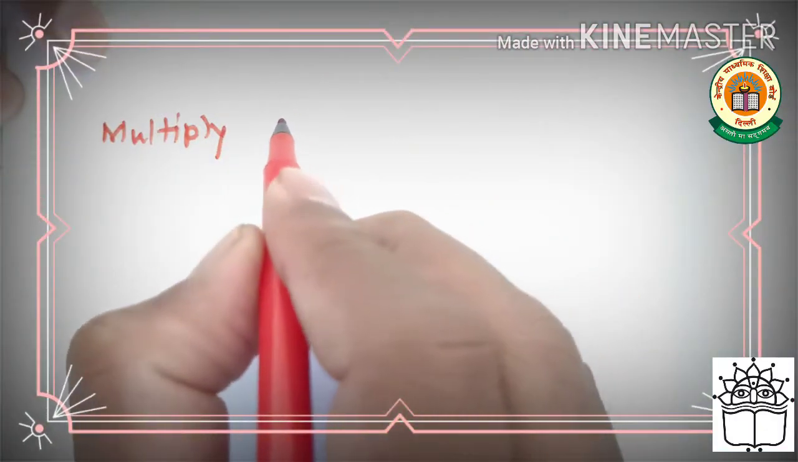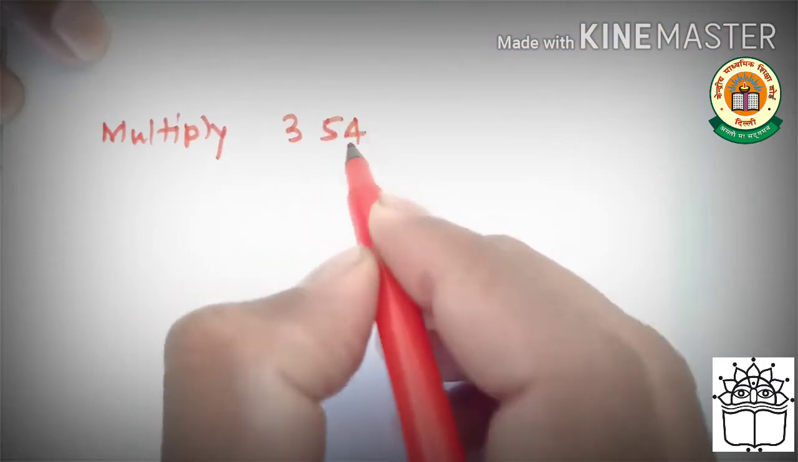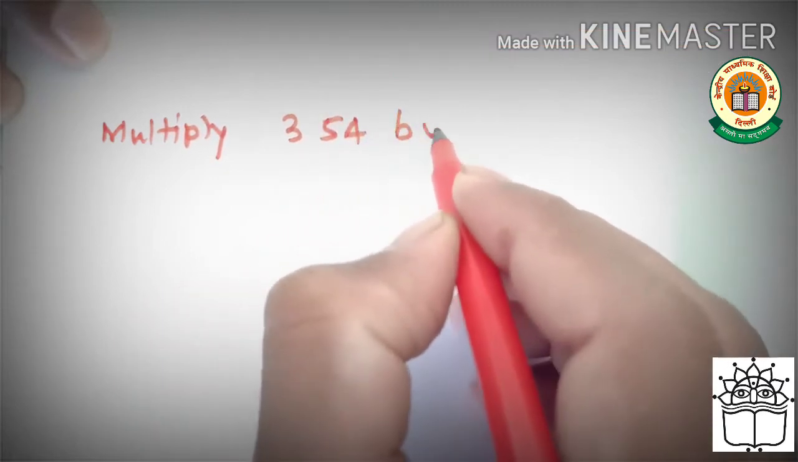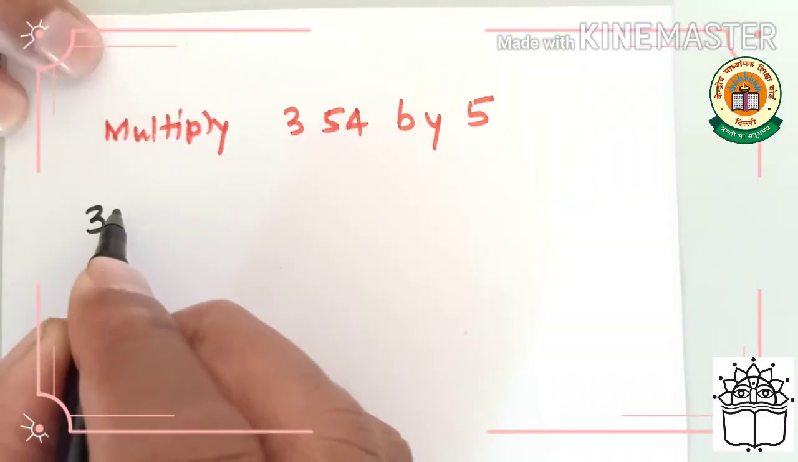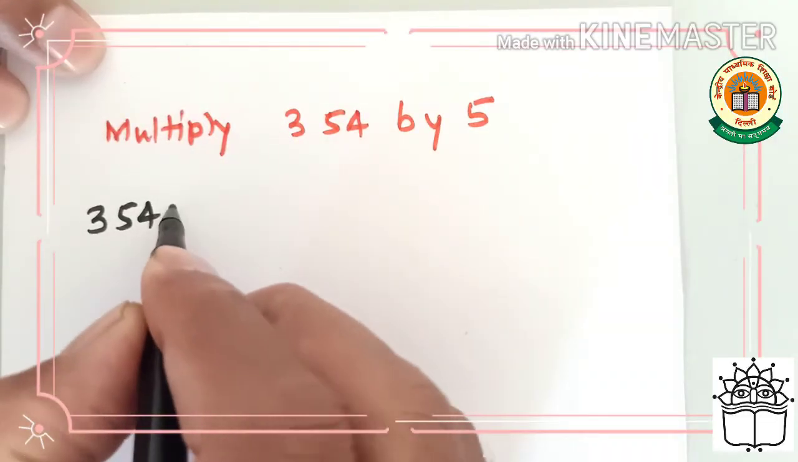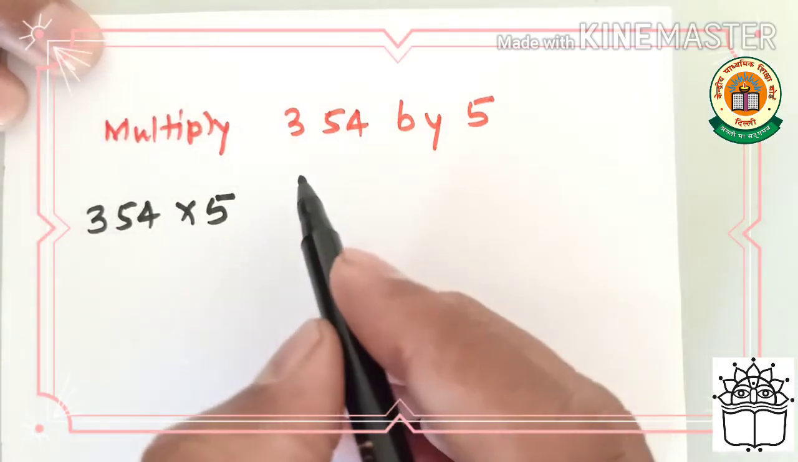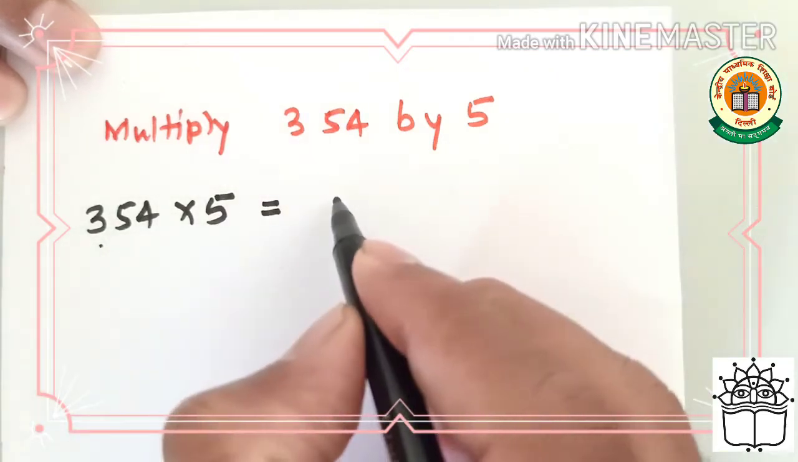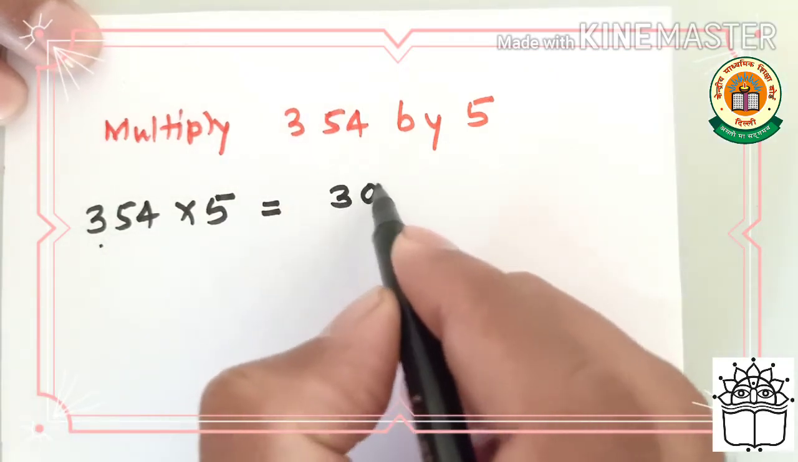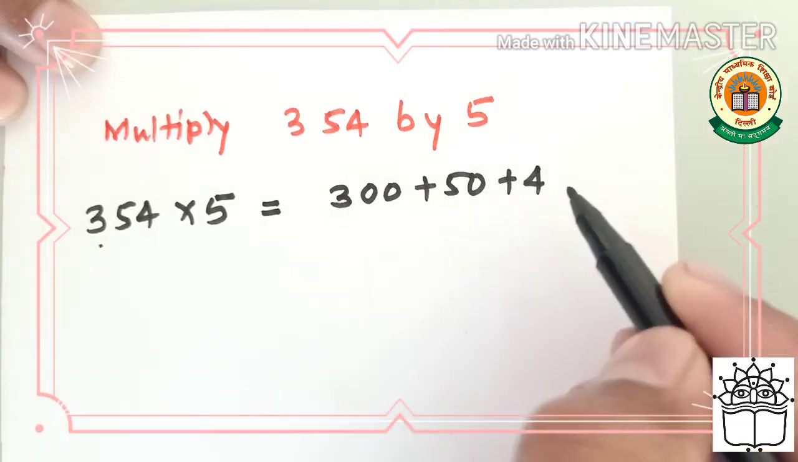Multiply 354 by 5. Now suppose I am writing the example the same way, that is, I have to expand this 354. So how do I write that? 300 plus 50 plus 4.